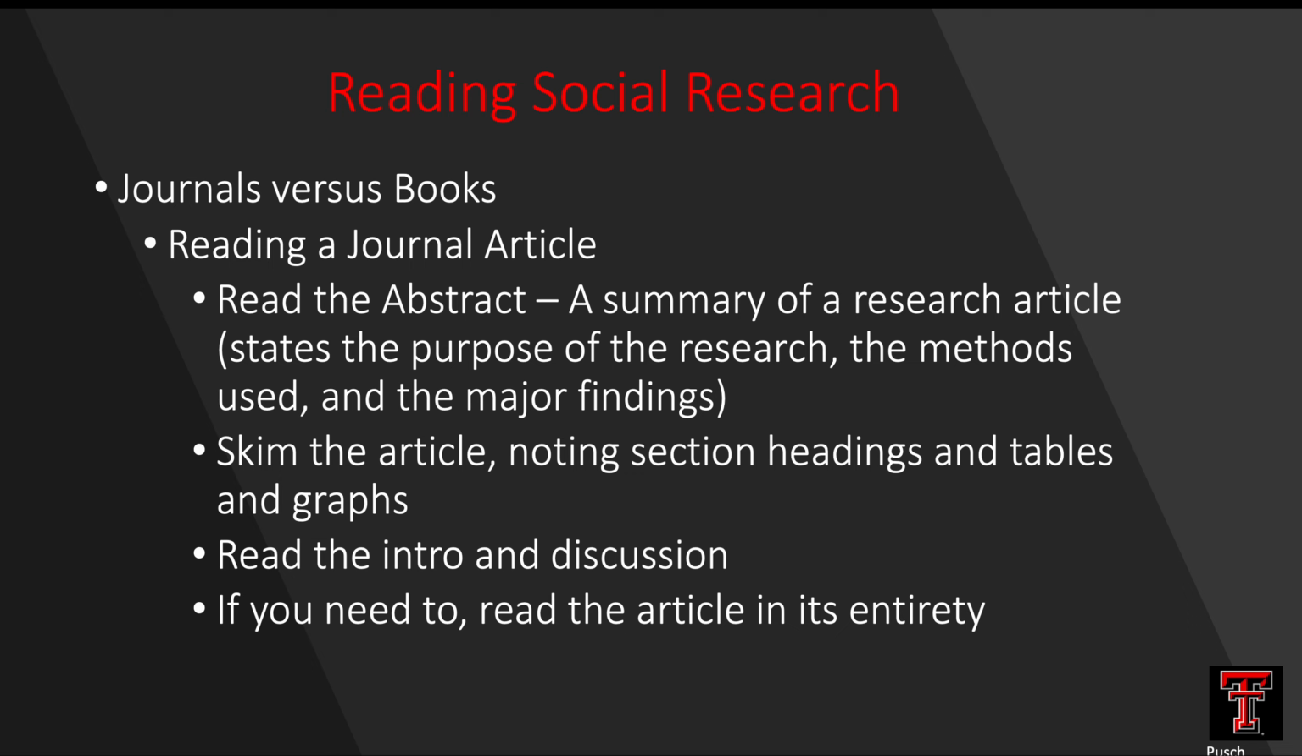It can seem a little daunting when you go to read a journal article. How do you best get this information? This is what I do when I'm looking for relevant research for my projects when I'm doing my literature review. I read the abstract first, so you'll get a summary of the research article, and it states the purpose, the methods, and the major findings, usually between 150 and 250 words. Do that first to see if it's going to be relevant to your topic. If it's not, you don't need to bother reading the rest of it.